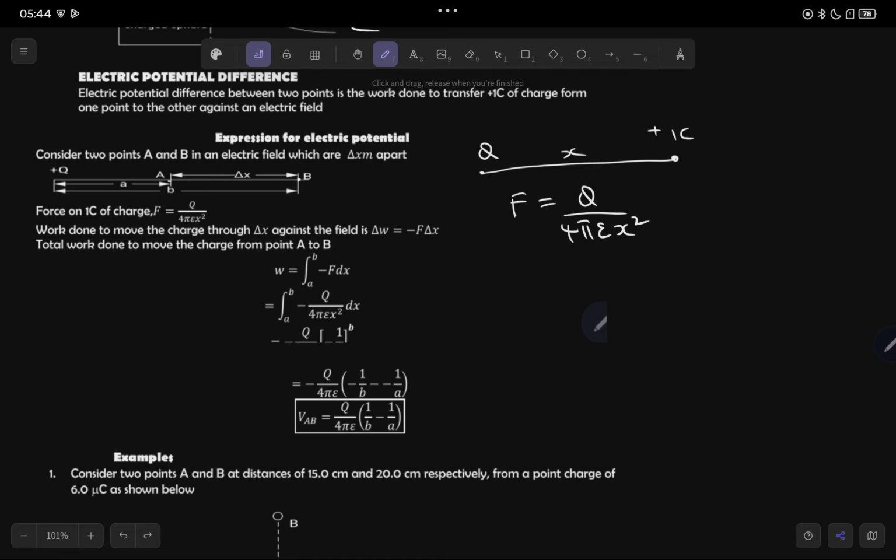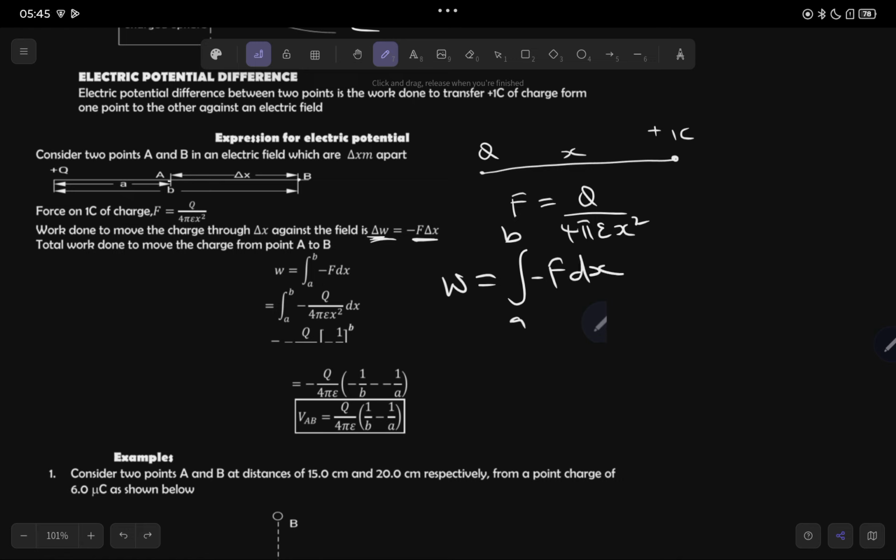Now, if you move the positive 1 coulomb charge a small distance delta x against the electric field, the small work done will be negative F delta x. But if you are to move all the way from point A to point B, through small changes which are now integrated or added together, we shall say work done is the integral from A to B of negative F dx.